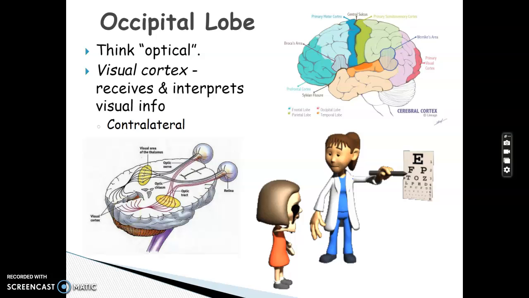You can think occipital kind of sounds like optical. Occi is probably eye in Greek or Latin or something. But yeah, just remember with the occipital lobe, this is where we process vision.